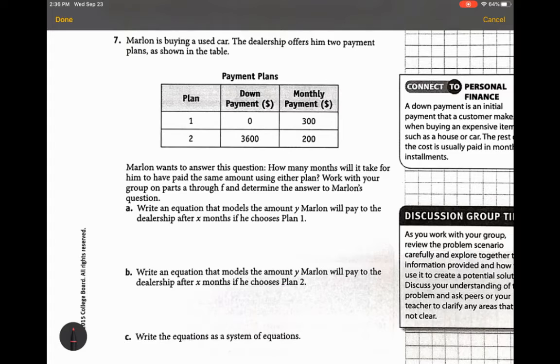All right, so let's move down to number 7. Marlon is buying a used car. The dealership offers him 2 payment plans as shown in the table. Marlon wants to answer the question, how many months will it take for him to have paid the same amount using either plan? Work with your group on parts A through F to determine the answer. So I want us to start with question A and B. I want you to write the 2 equations that go with the information from the table.